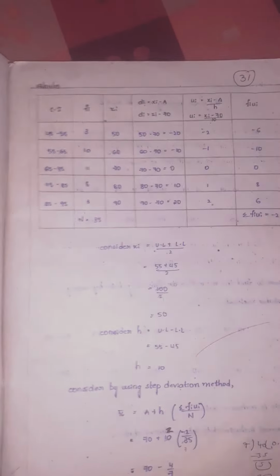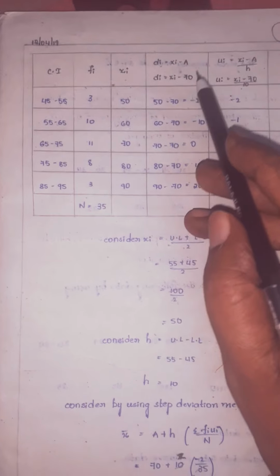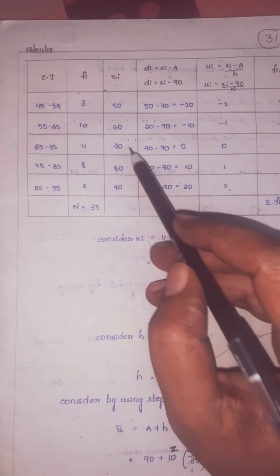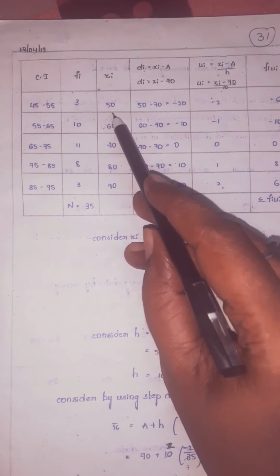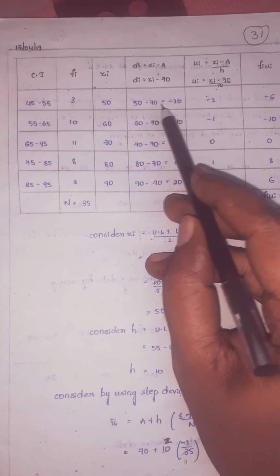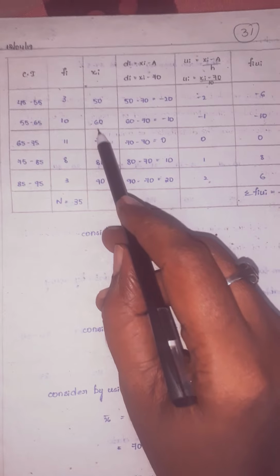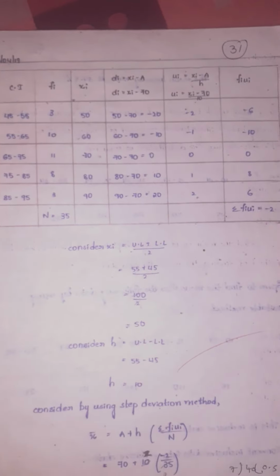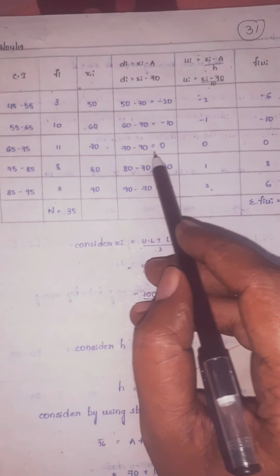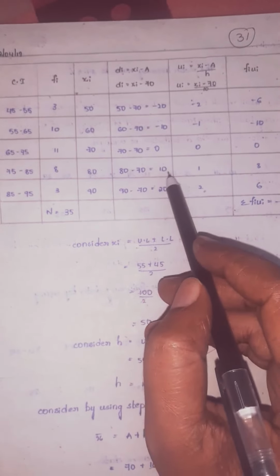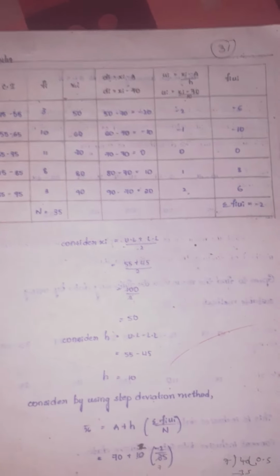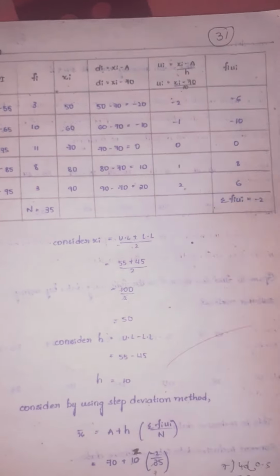So next calculate di, children. di is equal to xi minus a. What is the middle value, children? 70. So 50 minus 70, how much, children? Minus 20. A bigger number having the minus symbol, that's why minus will come here, children. Next, 60 minus 70 is minus 10, children. Next, 70 minus 70 is 0. 80 minus 70 is 10. 90 minus 70 is 20. So here all the di's go in the same table.